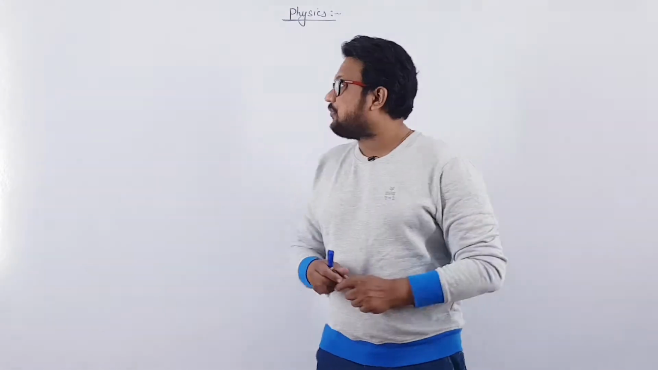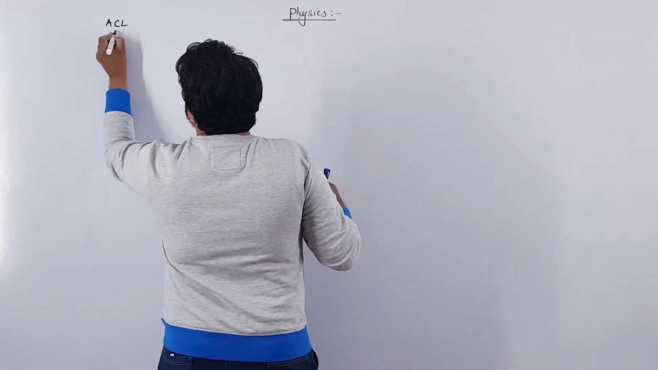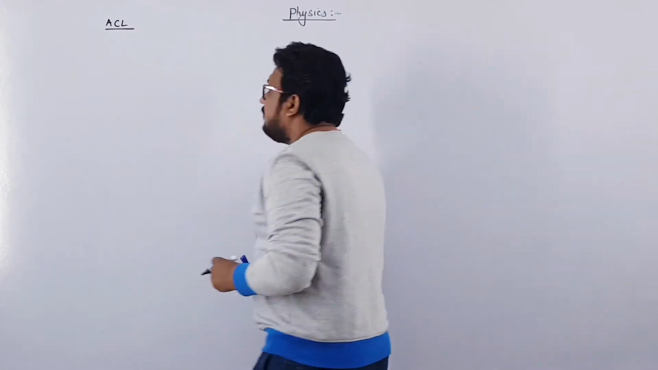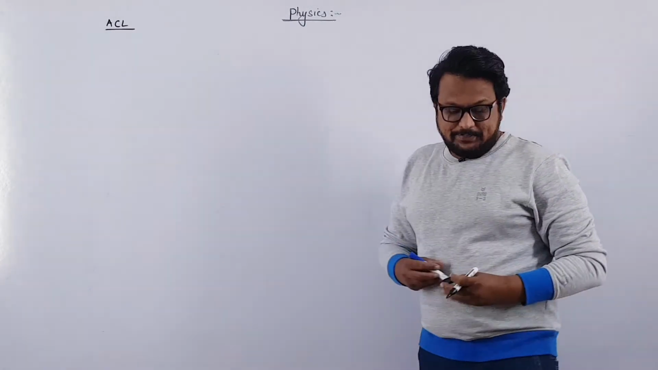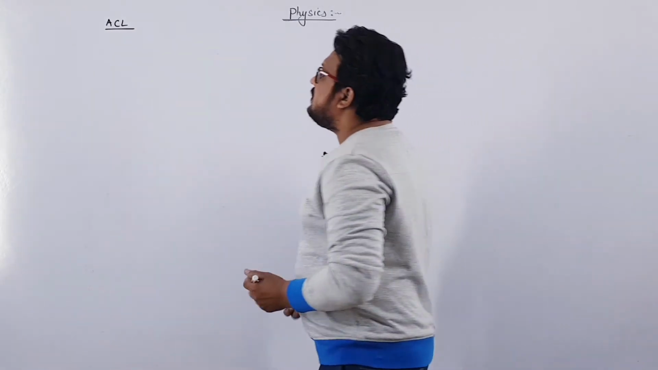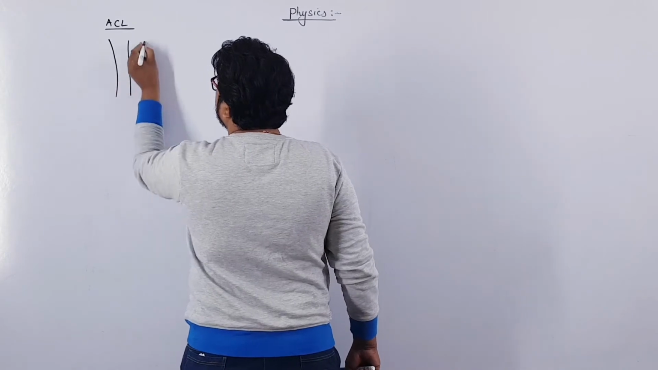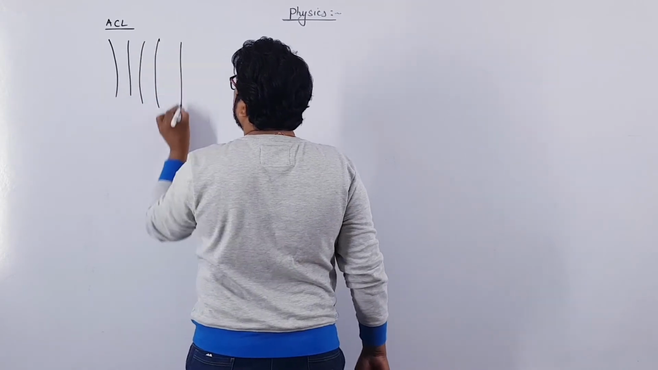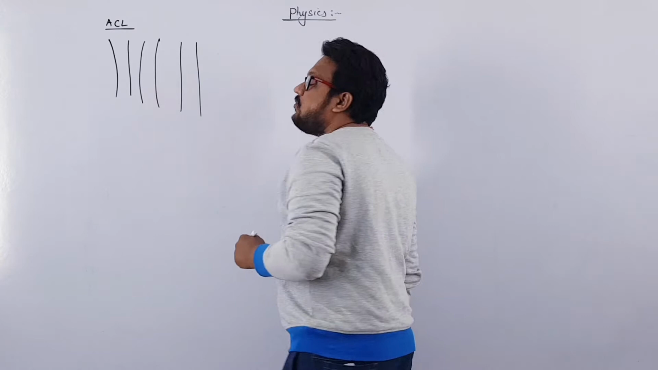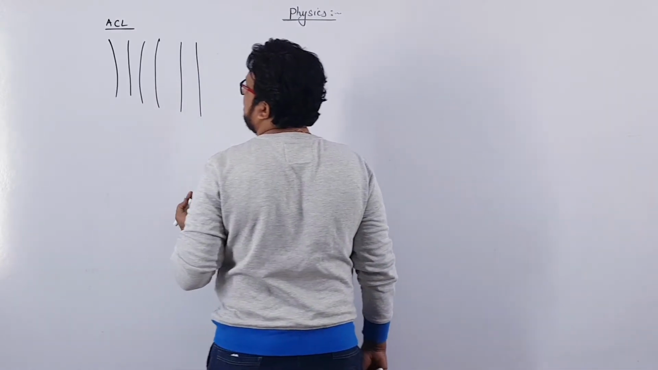So what is Ampere's circuital law? We'll write ACL, Ampere's circuital law. Before starting, let us discuss it first. Suppose we have a few current carrying wires.